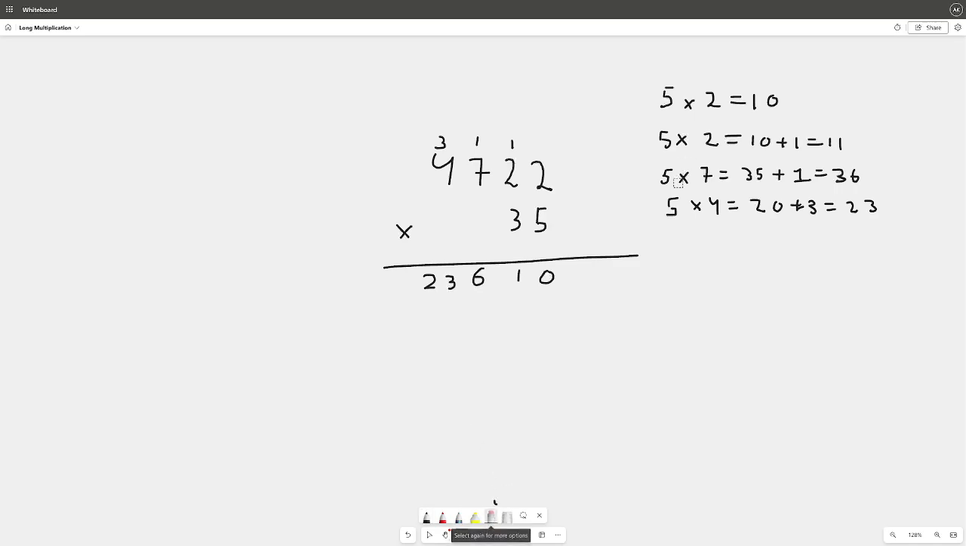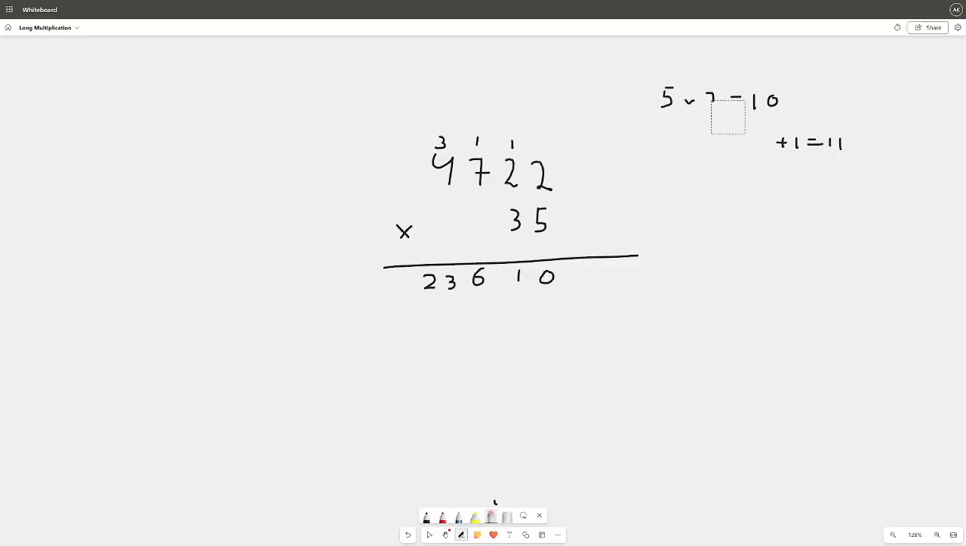So we can get rid of all of this. We're done with the 5, so that's all done, and we can move on. We can actually cross off the 5 from this question, and we can start the next part.